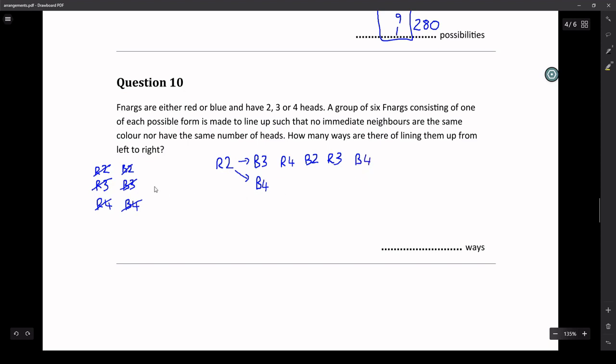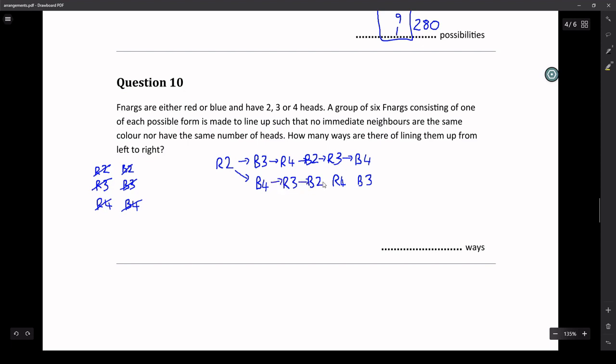Now if we just consider the other approach, red with 2, blue with 4, so the next one has to be red with 3, then the next one has to be blue with 2, then the next one has to be red with 4, and the last one here has to be blue with 3. So you see, after that first one where we had a choice, we don't have a choice about any of the others. We have to take them in this order.